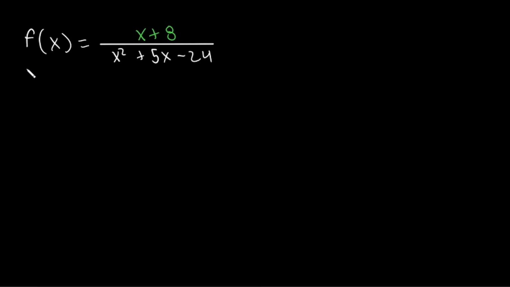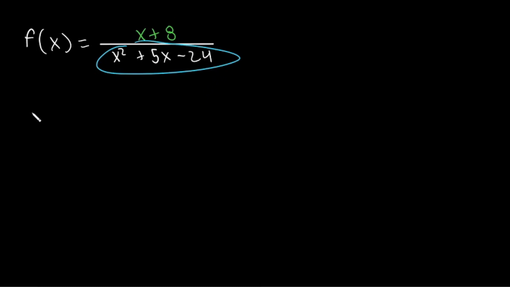So let's try an example. Here we have f of x is equal to x plus 8 over x squared plus 5x minus 24. And we are asked to find the values where this function is undefined. How do we do that? Well, we already learned that a function is undefined when you divide by 0. So we're going to have a denominator of 0 somewhere. So we have our denominator here, x squared plus 5x minus 24. And we're going to have this equal to 0 for our function to be undefined.